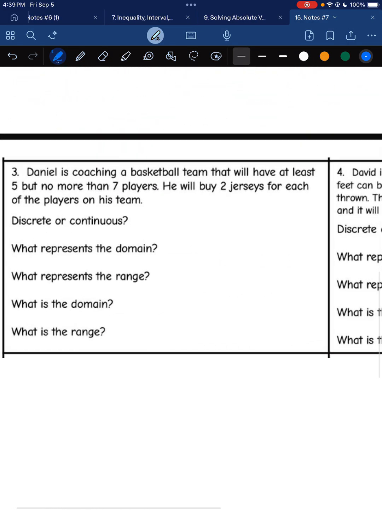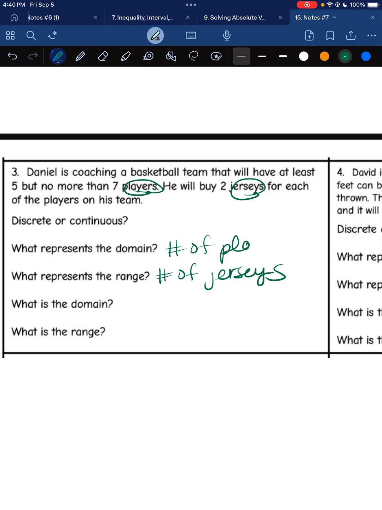So I'm going to go a little bit quicker here. We have talking about players, and we are talking about jerseys. So with the range, the one that I can't change is the jerseys because it's for sure 2 per player. So this is the number of jerseys, which means number of players is a domain. I'm going to look at the domain to figure out if this is discrete or continuous. Since number of players has to be whole numbers, I cannot have 1.5 players. This is discrete.